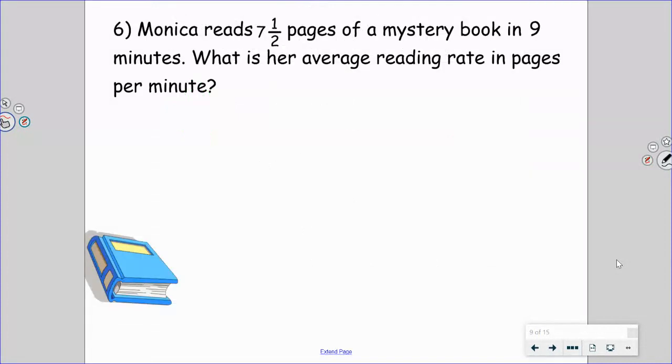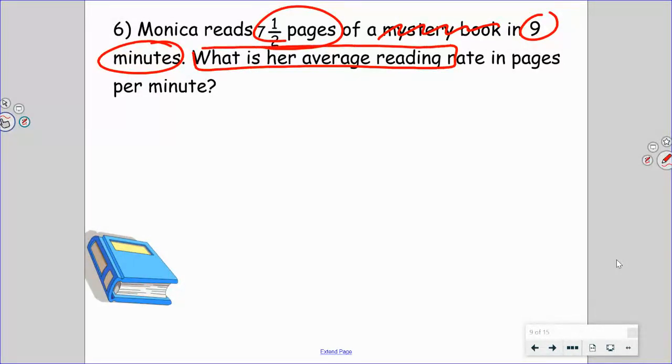Word example 6: Monica reads 7 1/2 pages of a mystery book. Notice I don't really care what kind of book it is. 9 minutes is the time that it took. What is her average reading rate? Aha, pages per minute. Why is that so important? Because now when we write it, we make sure to write in pages per minute. Now go back and place your numbers. 7 1/2 is the number of pages. 9 is the number of minutes.